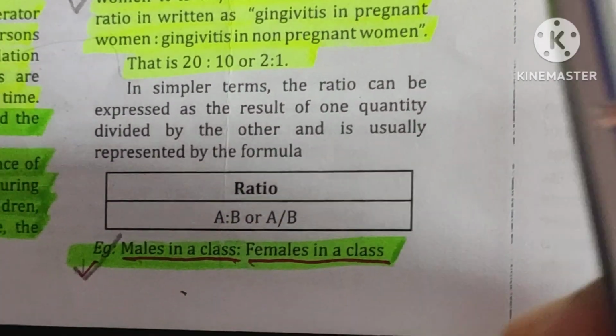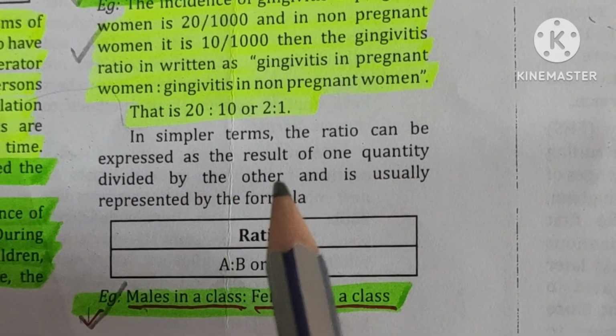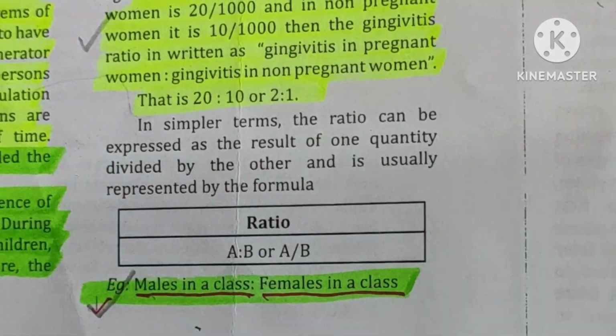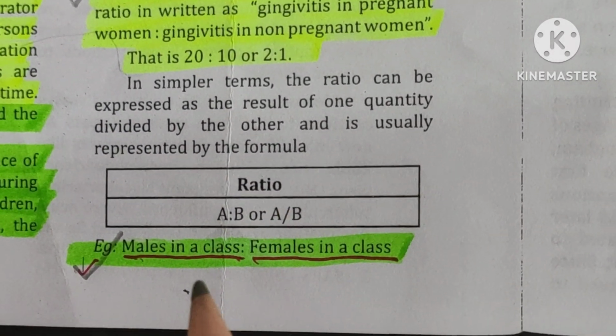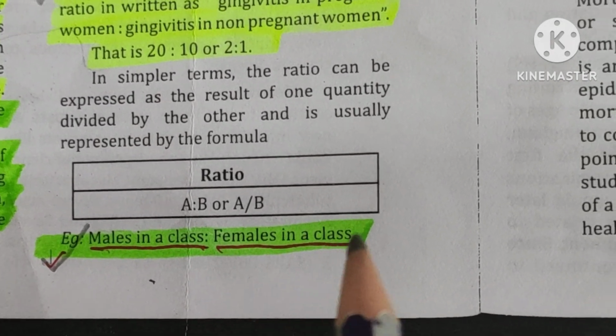In simpler terms, the ratio can be expressed as the result of one quantity divided by the other and is usually represented by the formula ratio equals A is to B or A by B. Another example is male in class is to female in class.